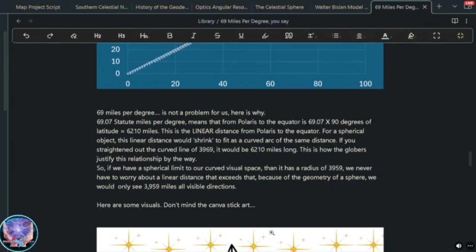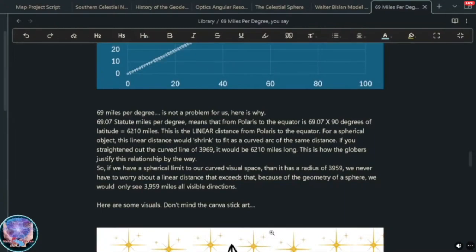So when we have a spherical 3D object, we would take that linear distance, that would be shrunk, technically, quote shrunk, to fit the curved arc, which would be the radius of the sphere. And that is the curved arc of the radius straightened out as a linear distance. That's how they get around it. So even though 6210 is not 3959, 6210 in a curved arc would be 3959, and 3959 straightened out would be 6210. So that's how they're going to go about that, and that's how they explain the relationship.